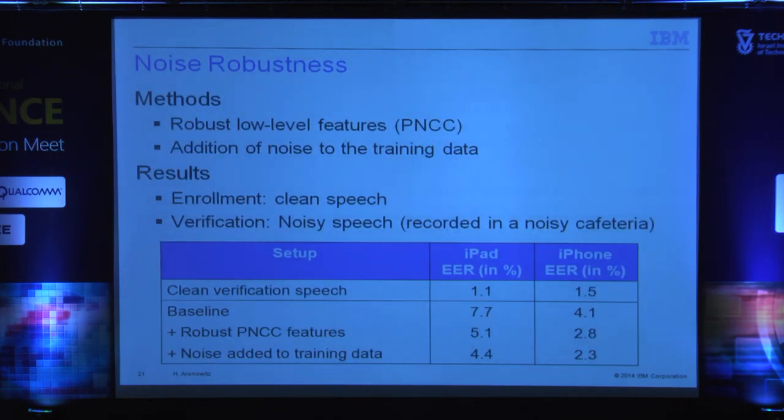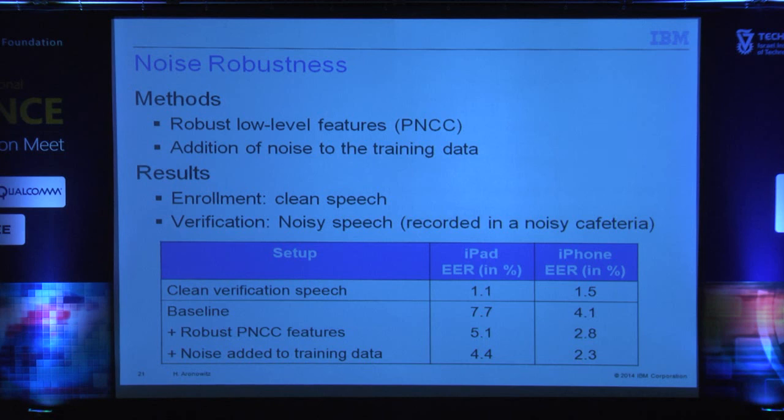Okay, so now just a couple more slides mentioning some other work that we have done lately. Noise robustness is again a major issue when we're working in a mobile environment. We tried two different methods. One of them is to use robust low-level features called PNCC, and the other one is to add noise to the development data and the training data. The idea here is that we want to decrease as much as possible the mismatch between our development data and enrollment data and our test data.